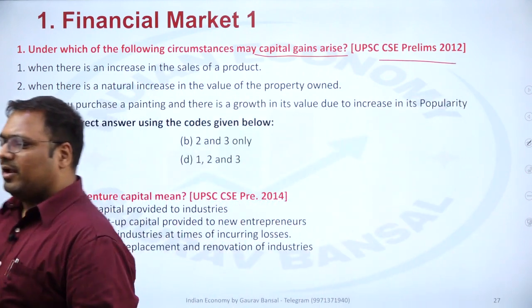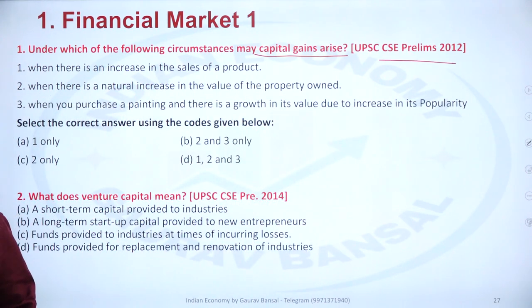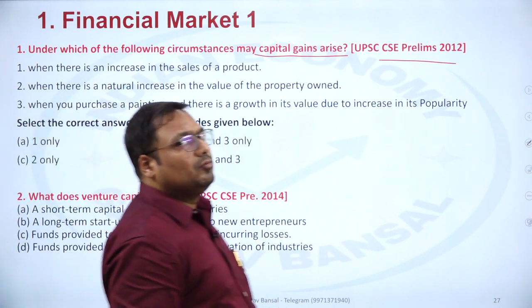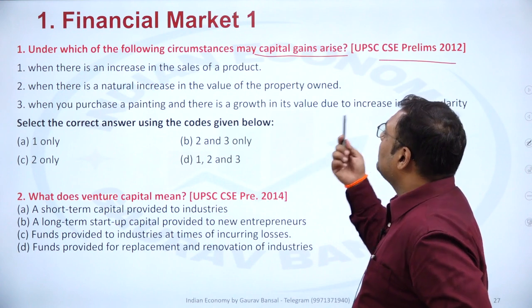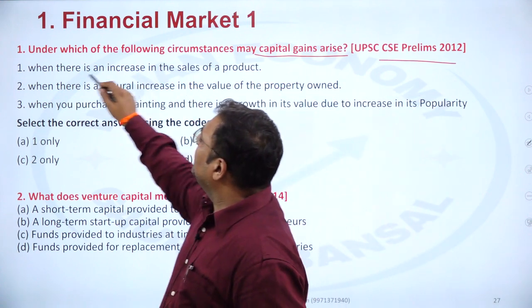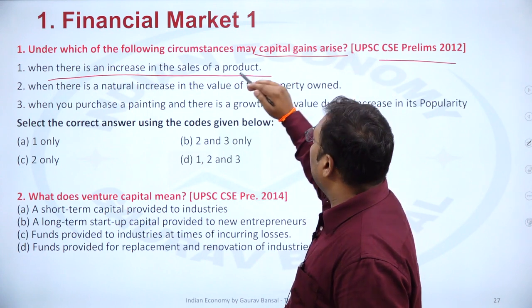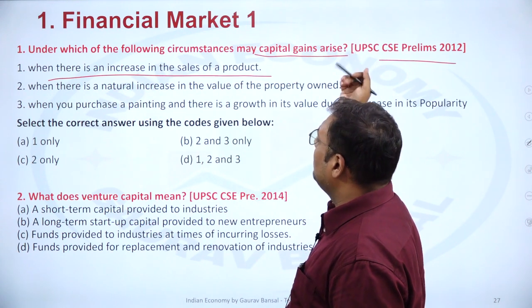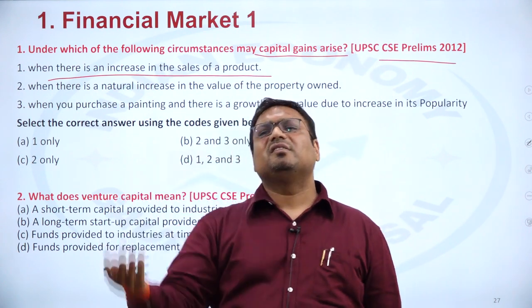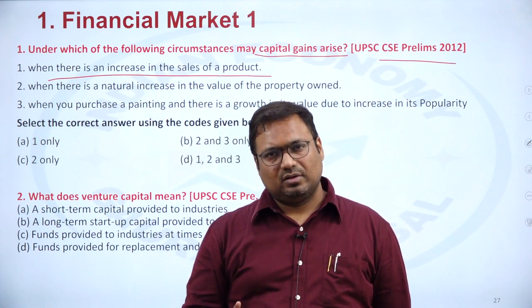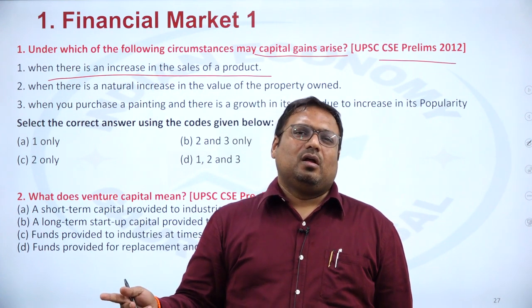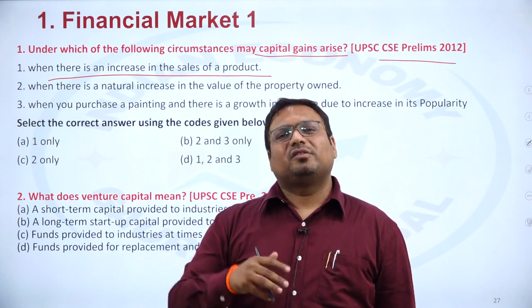So what is a capital gain? Capital gain is when you have an asset and the value of that asset increases. So that is capital gain. Now when there is an increase in the sale of a product, capital gain may arise there. Generally, when there is an increase in the sale of a product, the price of that product is likely to increase.